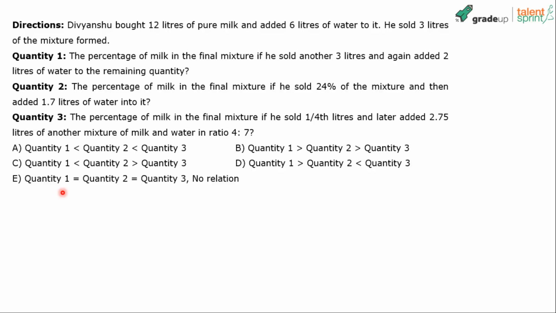And just one important point that I would like to highlight here: this is not 1/4 liters, but it is 1/4. Right? Quantity 3, the percentage of milk in the final mixture if he sold 1/4 and later added 2.75 liters of another mixture of milk and water in the ratio of 4:7. It's not 1/4 liters, it is 1/4.